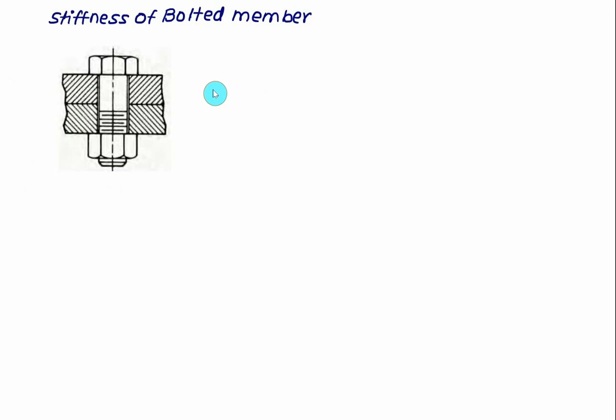So first of all, we'll discuss here what is the stiffness of the bolted member. We have member A, we have member B. In addition to this, we have the bolt and the nut arrangement. So when we say the stiffness of the bolted member, it means that we are interested to know what is the stiffness of the bolt.